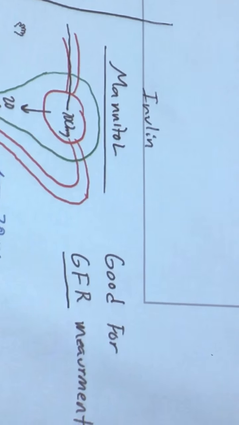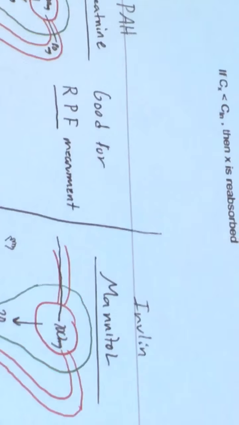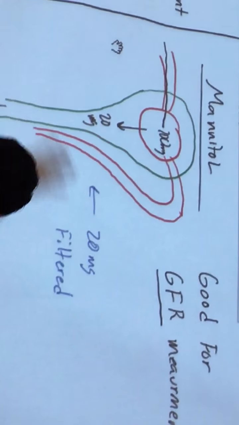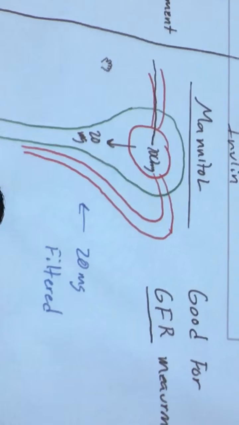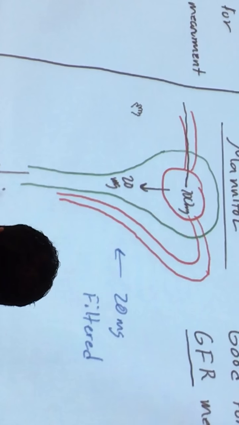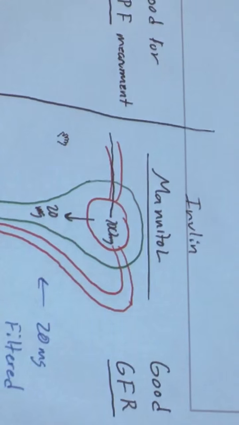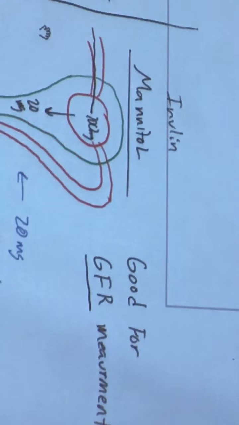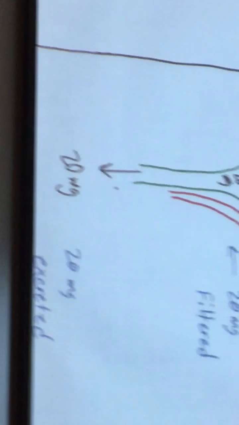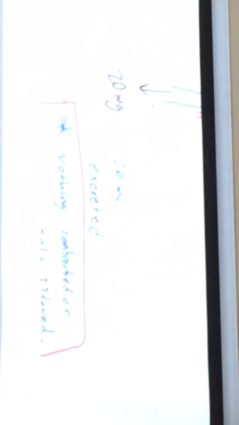Inulin is a good indicator of filtration rate. Why? Because you get 100 milligrams in, you get 20 milligrams out, and you've got no reabsorption and no secretion, and you get 20 milligrams peeing out. So what's coming in is coming out through the filter and not through the second mechanism of reabsorption and secretion. So that's why inulin or mannitol are good indicators of glomerular filtration rate. Does that make sense for everyone?